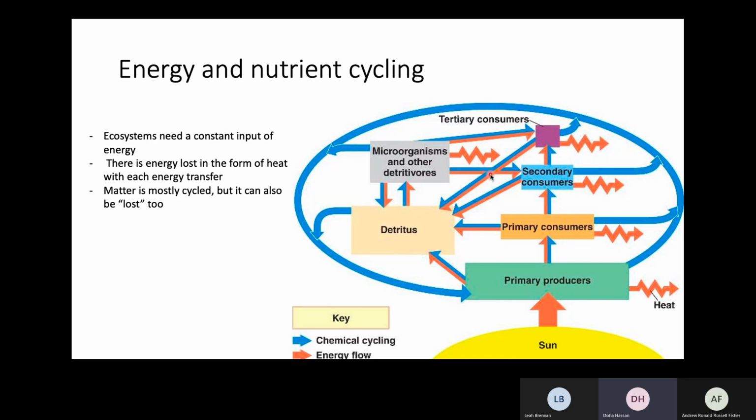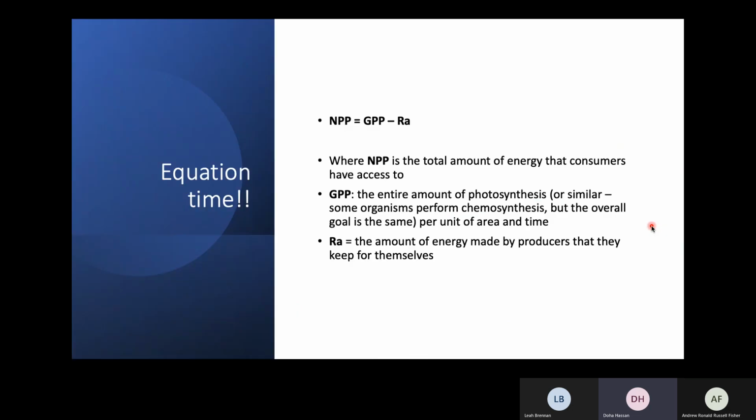I feel like that's it. Basically, it's a good little cycle, but you can see how some of it, especially with energy, is not actually fully being cycled. It's just being lost as heat to the atmosphere.